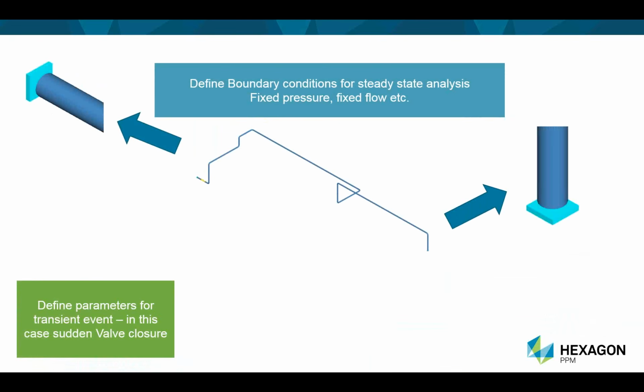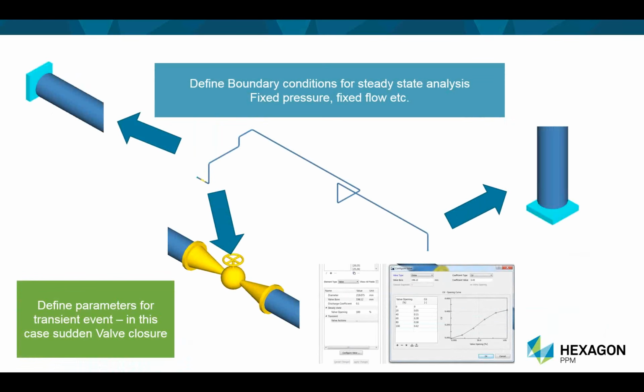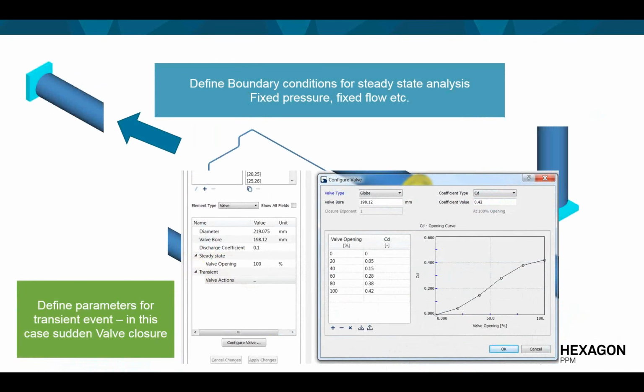Then if we do have a transient event, in this case a sudden valve closure, but this could be something like a pump trip or a pump startup, anything like that, you can then define those parameters. So here for the sudden valve closure, we define the valve. You can define how the valve closes. You can define the valve Cd curve, and then also define the closure in terms of timing as well.